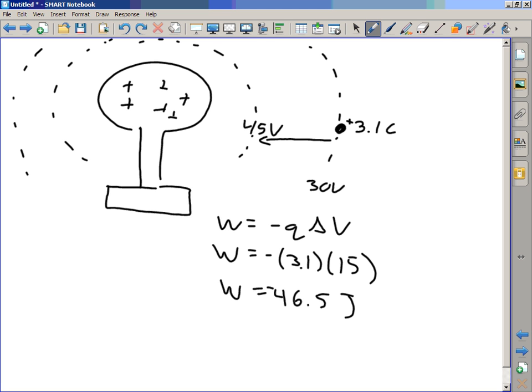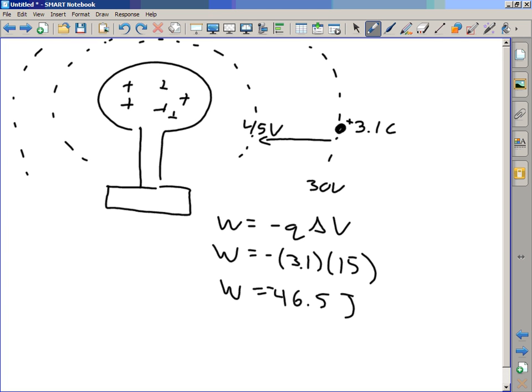The negative is there because it's from the perspective of the charge itself. You are the one doing work to the charge, meaning the charge is absorbing work. It's having work done to it. Thus it's negative. You're doing positive work. The charge would be doing negative work at that point in time. If you're doing positive work, the charge would be doing negative work.